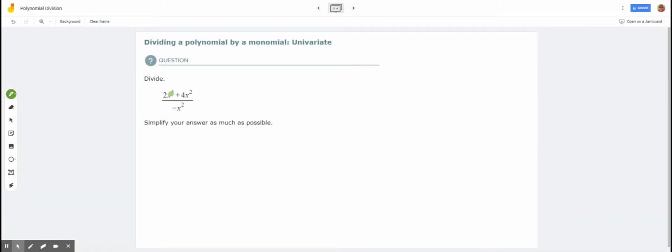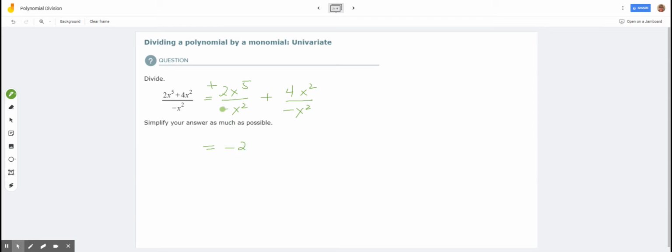All right, let's take a look at this one. Separate it out: 2x to the 5th, negative x squared, plus 4x squared, over negative x squared. So that's a little weird. Seeing the negative in the denominator is just funky to me. They just do that to throw everybody off. So a positive divided by a negative. I'm trying to write a positive here. Oh my God, that's ugly. Okay, let's try again. Positive divided by negative is a negative.